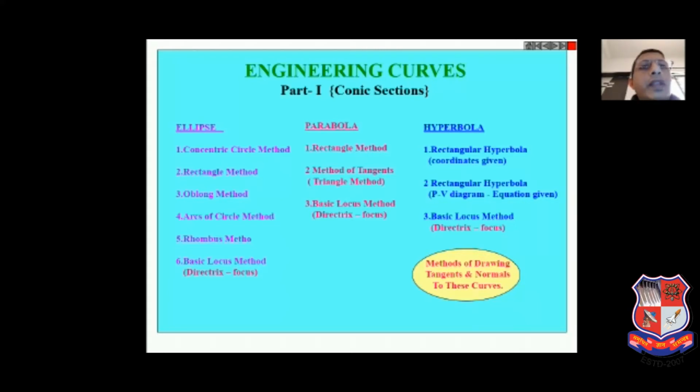The ellipse is drawn by various methods which are mentioned here: concentric circle method, rectangle method, oblong method, arc of circle method, rhombus method, and basic locus method. Parabola is drawn by the rectangle method, method of tangents, and basic locus method. Hyperbola is drawn by the method in which coordinates are given to us, the rectangular hyperbola in which the PV diagram equation is given, and the basic locus method, directrix focus method.